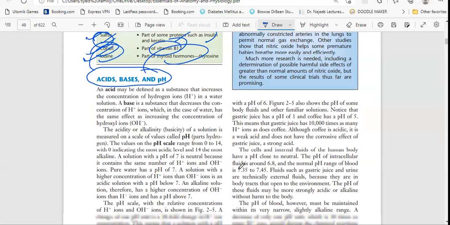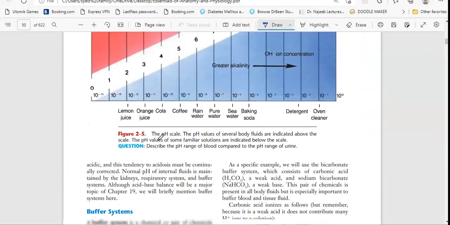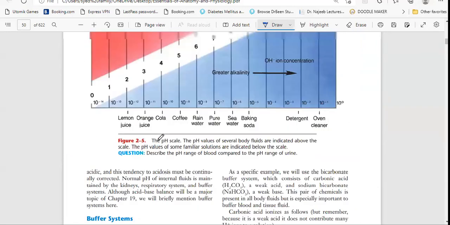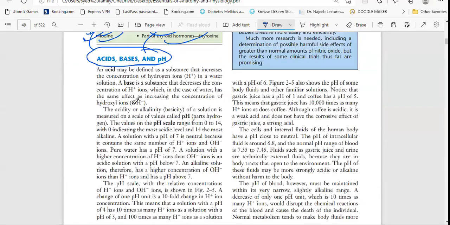Okay, we'll continue this topic: acid, base, and pH. Then afterward, we will conclude. Basically, what is an acid? How do we define acid? Acid means if any substance, anything in the world, has the highest concentration of hydrogen, it means it is acidic.